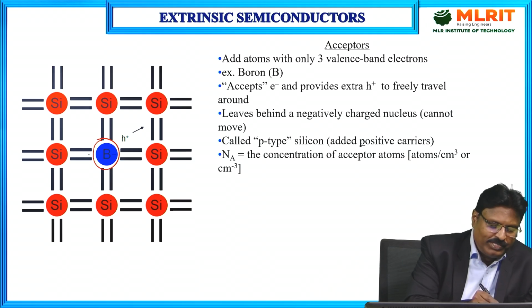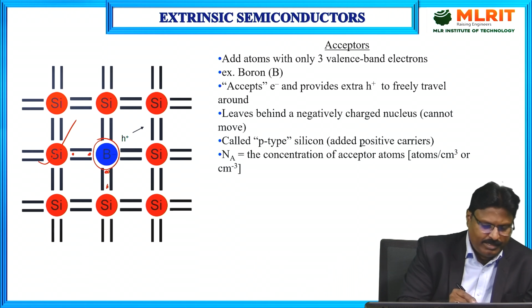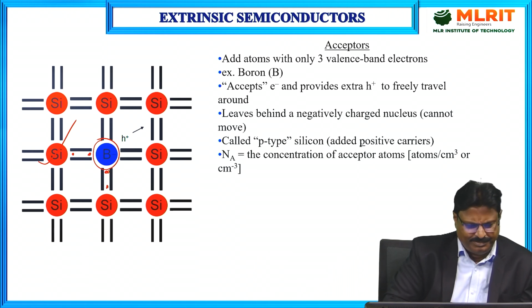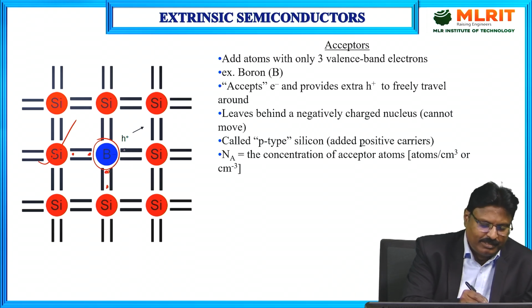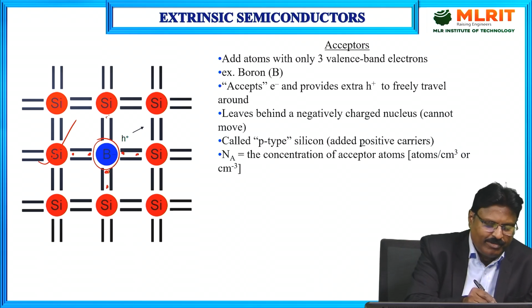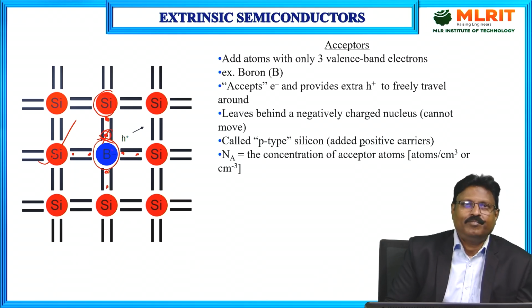The first valence electron is making a covalent bond with the neighboring silicon atom, and the second valence electron is making a covalent bond. And what about the third one? The third one is making a covalent bond here, whereas the silicon atom here has its valence electron, but this boron doesn't have the fourth valence electron. It contains only 3. So that's why a vacant space is created. That is nothing but a hole.